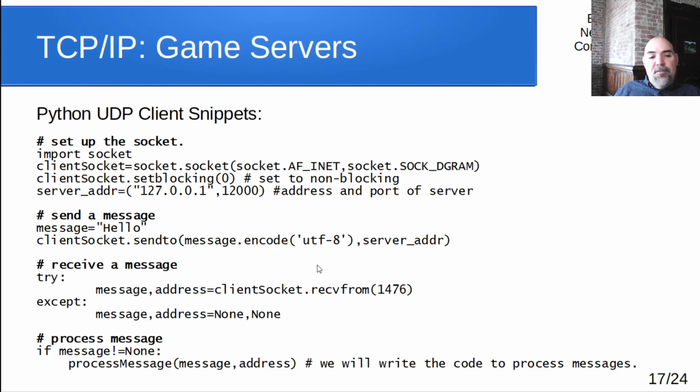Now, on the receive side of things, I'm basically going to receive that message. And notice I put this in a try except. The reason for that is that if I set this to non-blocking and I try to receive from it, if there is no data, it would raise this exception. So in this try except, I'm saying, get the message and address when I receive from, and this is the maximum size of data I want to be able to receive from that.